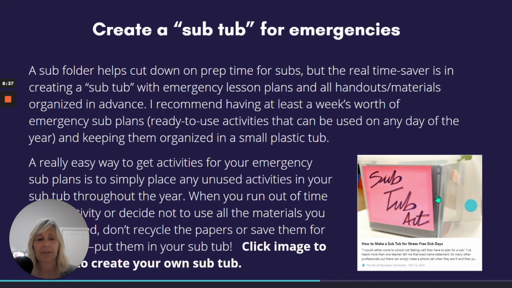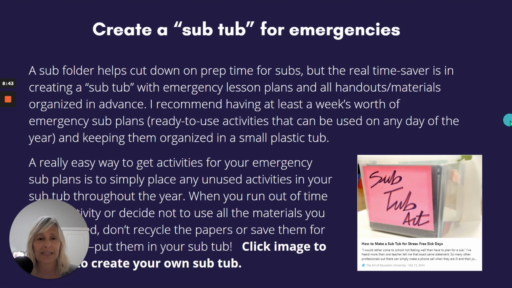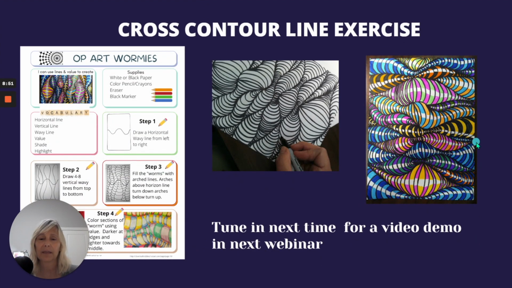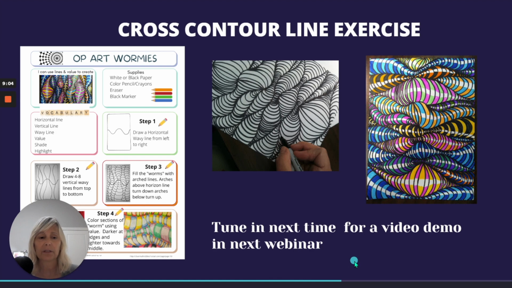Over here, if you click on this, there's an article that goes over what to include and other ideas that teachers have for using the sub tub in art. This one, I'm sure many of you have seen on Pinterest and out there on the social media platforms. I will demonstrate. I've reworked the sheet that I hand out to the kids, but again, this is another one that I'm going to include in the video demo in our next webinar, the cross contour line exercise, also known as Op Art Wormies, a very popular assignment.